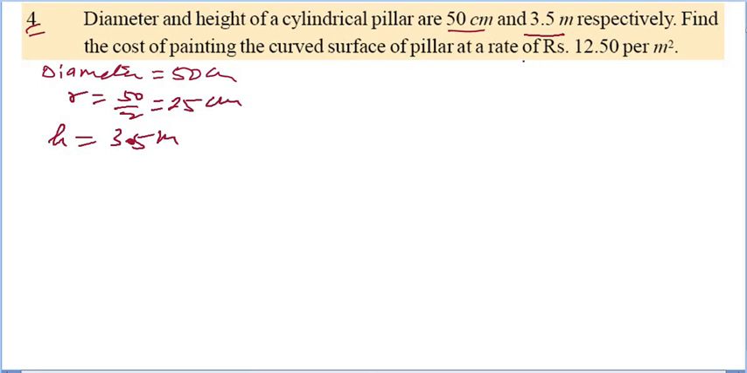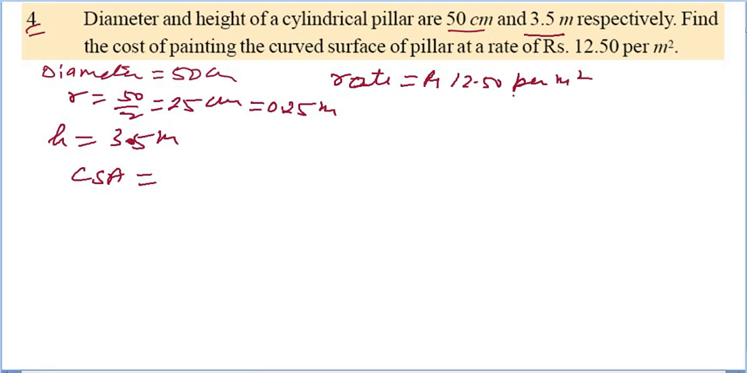The rate is given as 12.50 per square meter. That means everything should be in meters, so it will be changed into meters. So it becomes 0.25 meters. Now for the curved surface area, the CSA, the rate is given. Rate is equal to rupees 12.50 per meter square. So you can write that here.